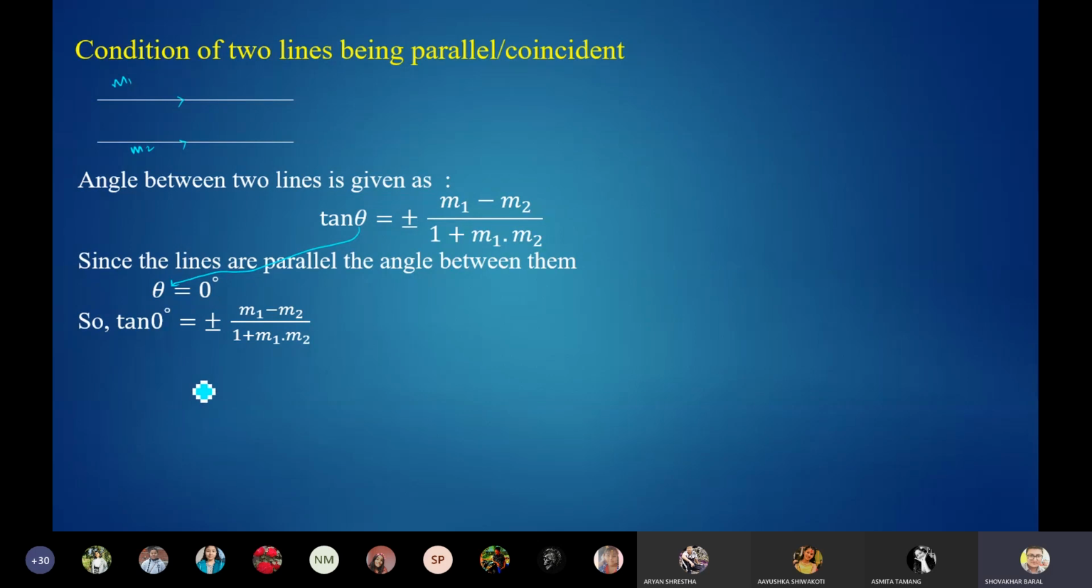Tell me the value of tan 0. Value of tan 0 is 1. Are you sure? 0. Yes, sir. Yeah, the value of tan 0 is 0. So in the next step, what we can write here is tan 0 is 0. So replace the value by 0. 0 is equals to plus minus m1 minus m2 upon 1 plus m1 into m2.